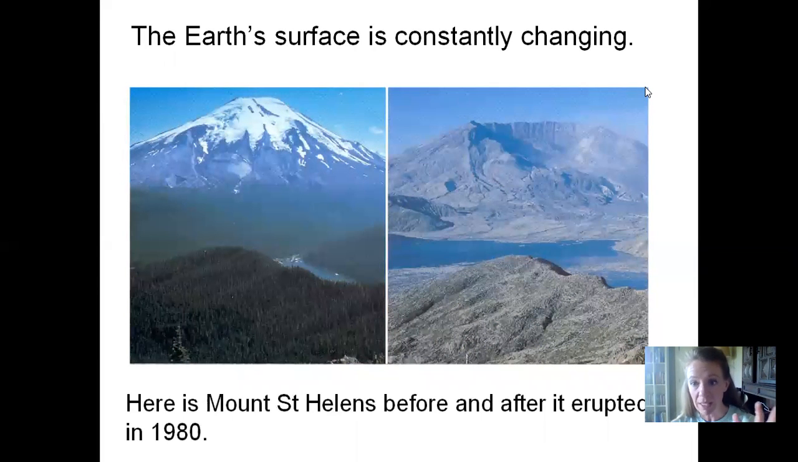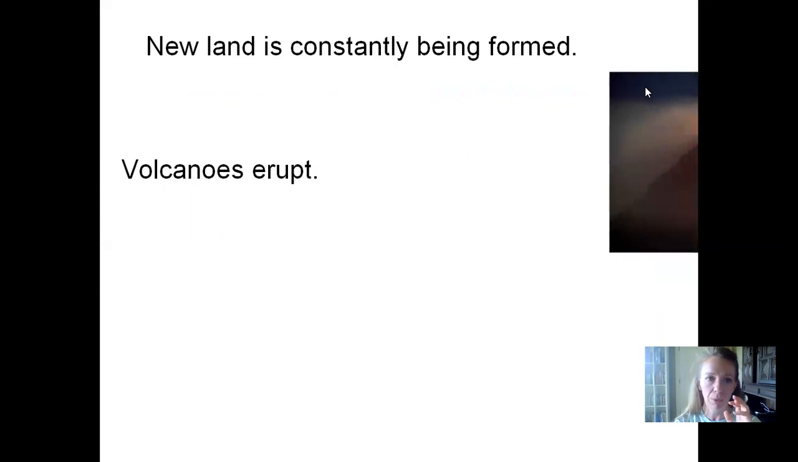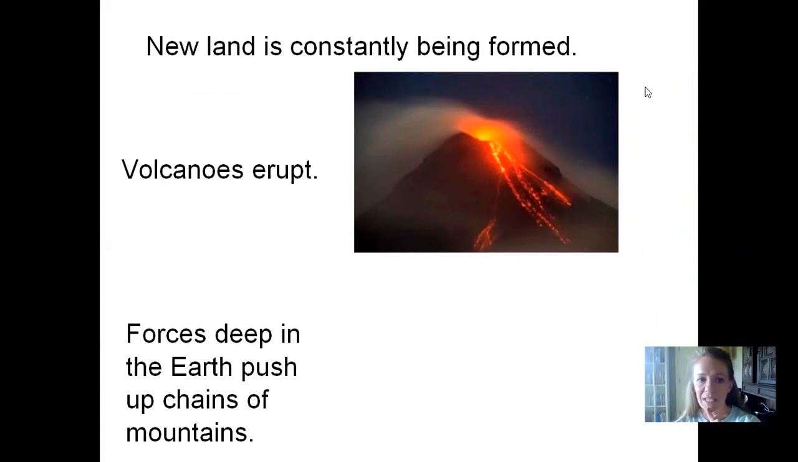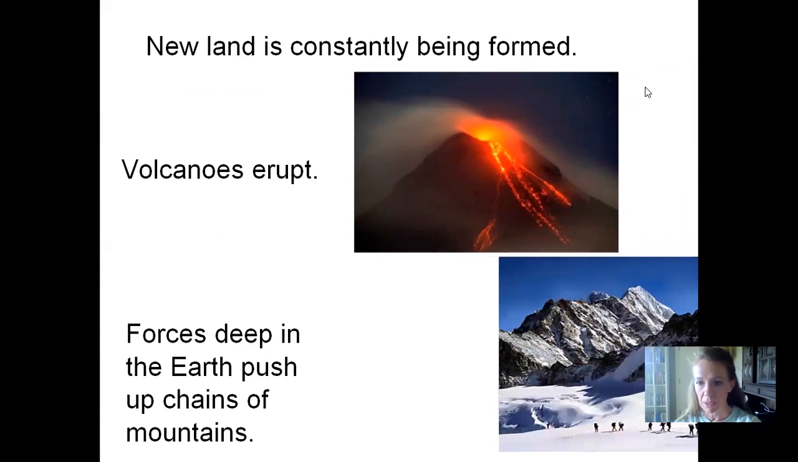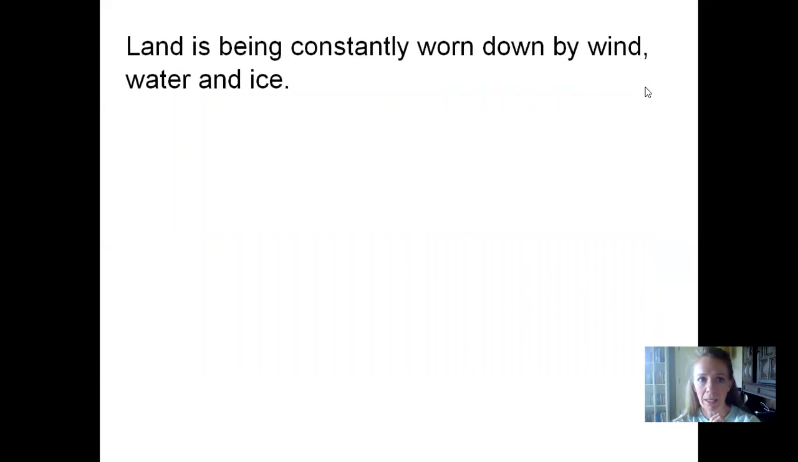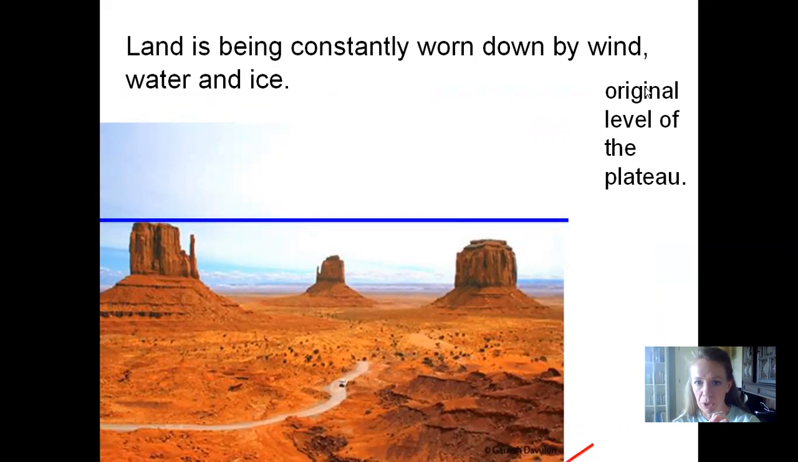This is proof that this particular change happened instantly. Some things happen instantly, but other things happen gradually over time. New land is constantly being formed. It can be done through volcanoes and their eruptions, and through forces deep in the earth that push up mountain chains. Changes can also be done by wind, water, and ice. This example shows 3 different plateaus, which were all originally the same height, and wind has weathered them down. So weathering, what exactly does that mean?